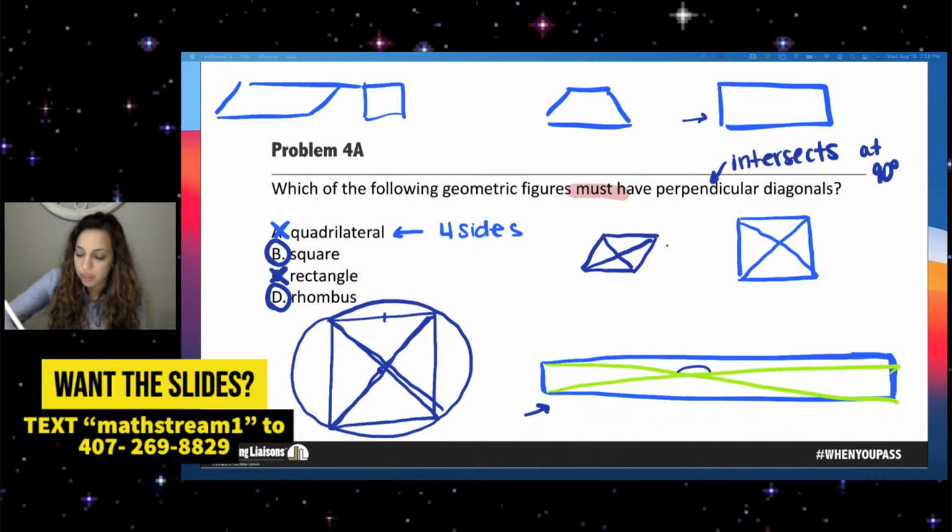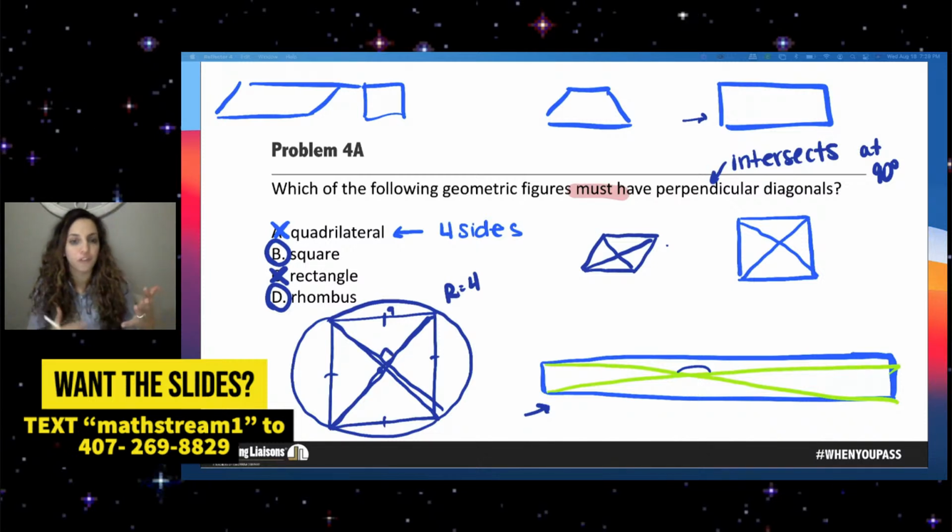If you know that the length of this side is, let's pretend 9, and they say the radius is 4, and you know that this is a square because they have the congruency symbols on it, because I know that the diagonals are perpendicular, I know that I can use Pythagorean theorem to solve for the other side.